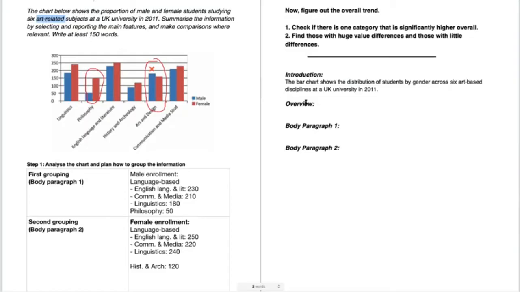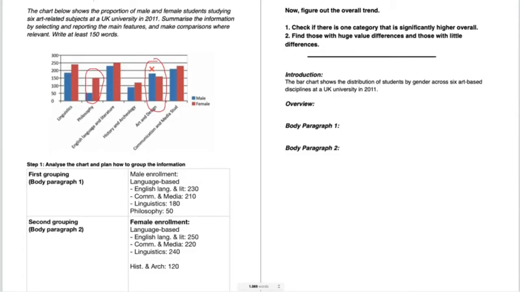And instead of subjects, I have disciplines. Of course, I've kept the fact that it is a UK university, and I have kept the date as well. So that is your first sentence. It just really introduces things on a professional level and does not introduce anything strange or creative.